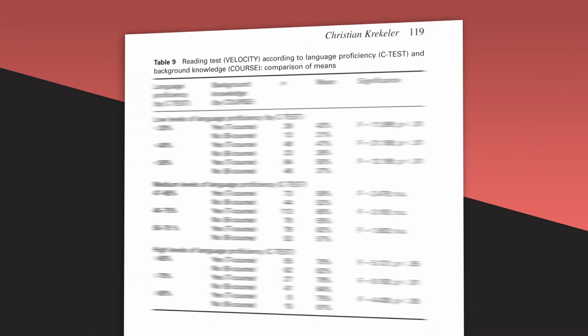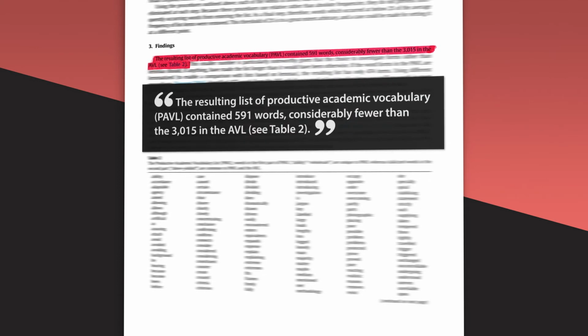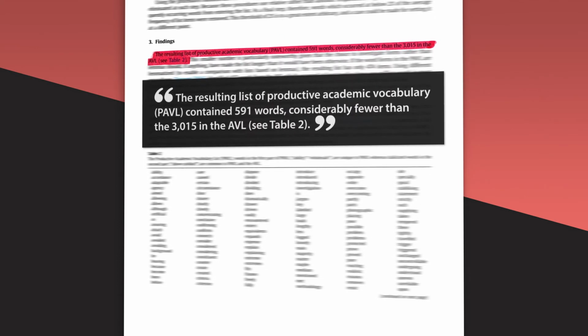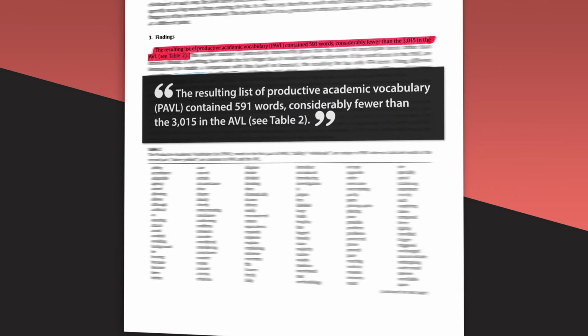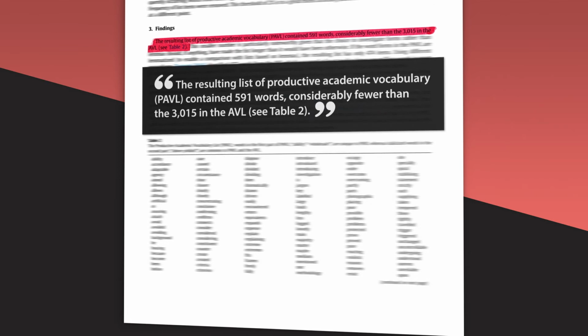An efficient way to present data is in figures, tables, illustrations, and so on. If your text includes graphic material like this, there should always be a reference to it in the running text. The resulting list of productive academic vocabulary, or PAVL, contained 591 words, considerably fewer than the 3,015 in the AVL. See Table 2. However, don't try to describe all the information in your tables and figures. Highlight the parts that are most closely connected to answering your research questions.